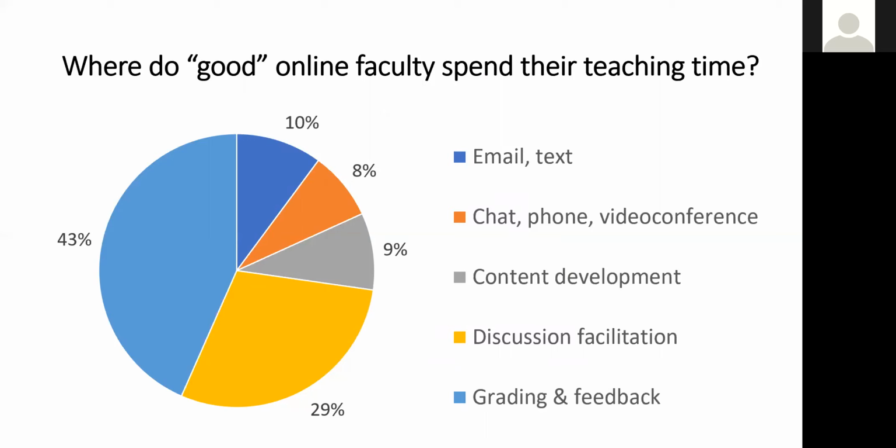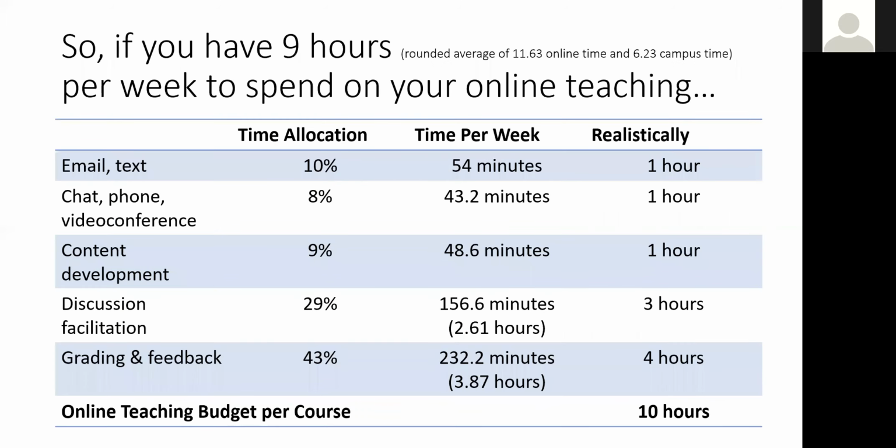So when we think about what this means for us when we start doing our teaching budget, it doesn't mean that we need to start saying, oh gosh, I've got to spend 17 hours or whatever it is. But what it does tell us is we know the percentage of time that the good faculty spend. And so a good place to start that budget is to allocate your time as a function of those percentages.